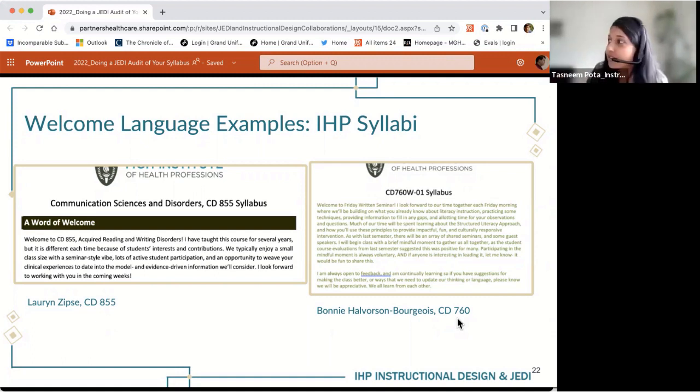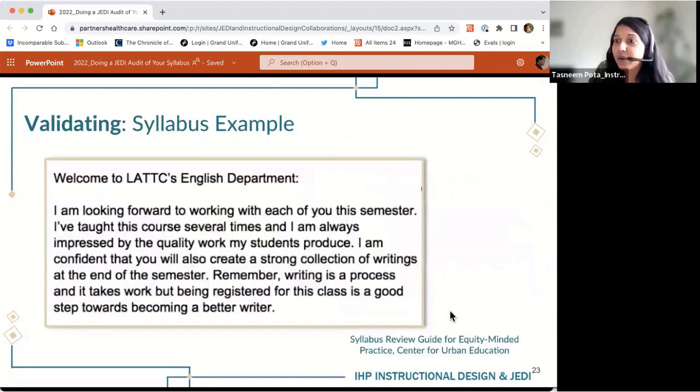So just the tone, how you're putting it, really helps students to even know how friendly or open the instructor is. Okay, so this was about the third practice, welcoming. The next one is, next slide, Tony, validating.